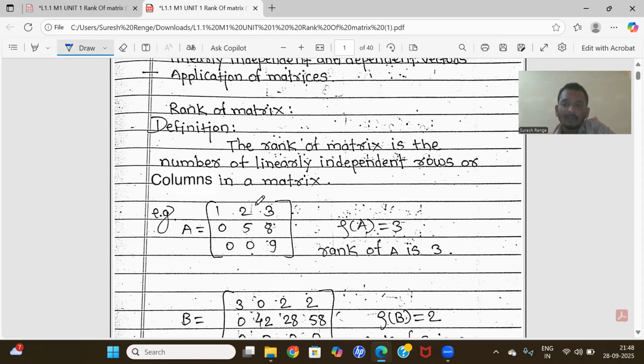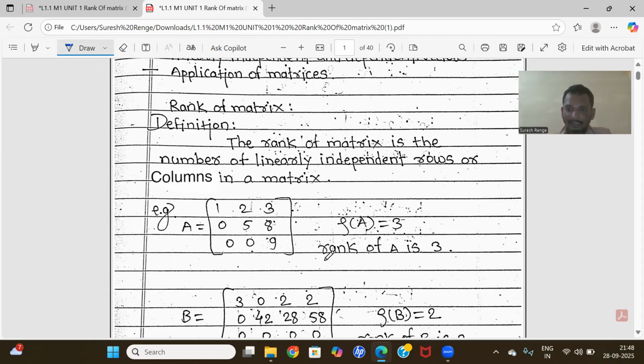This is a matrix in echelon form. Here 1 is the leading element. All elements below that leading element are 0. Then in the second row, 5 is the leading element. All elements below that are 0. And this 9 is the leading element. There is no row below it. Therefore, this is an echelon form matrix.